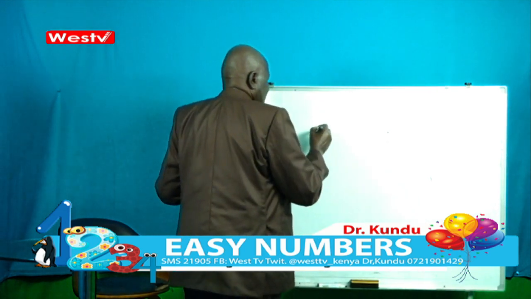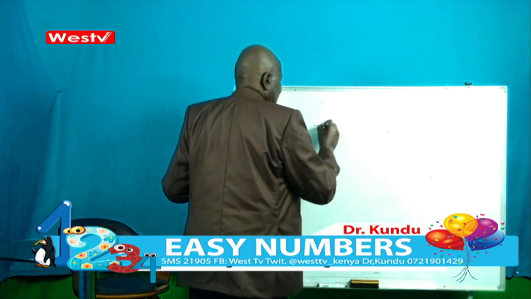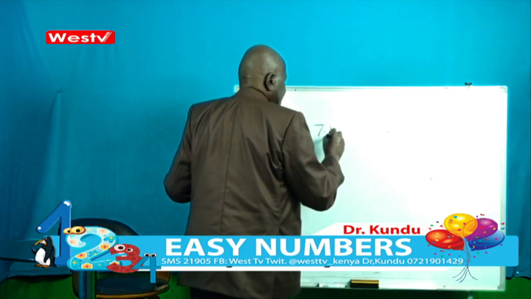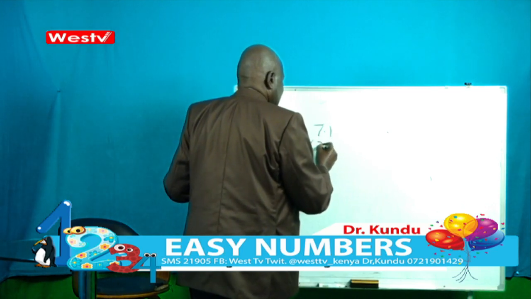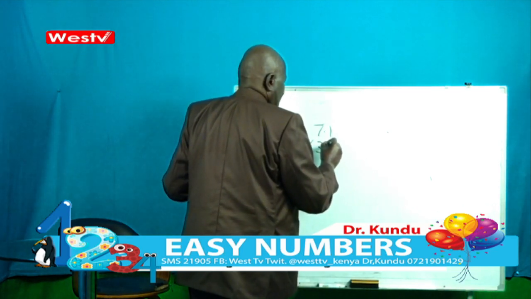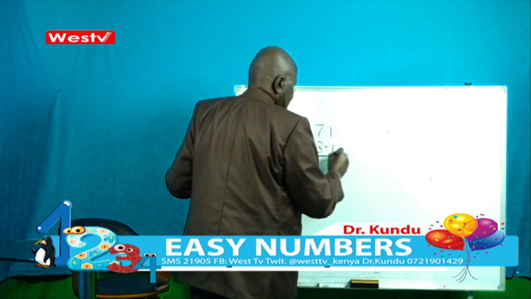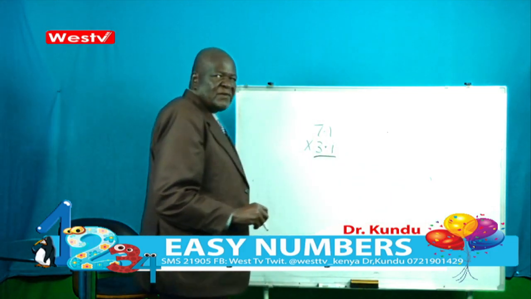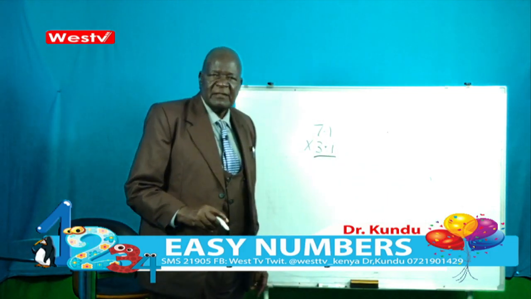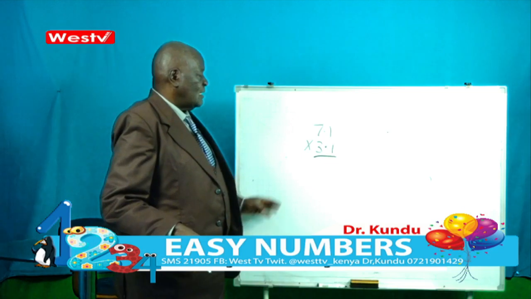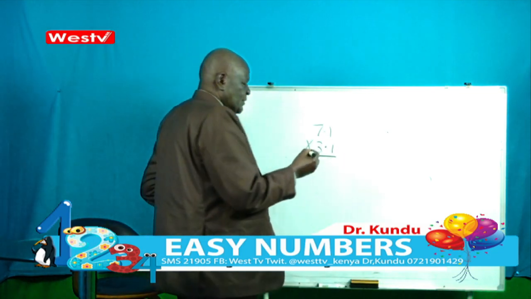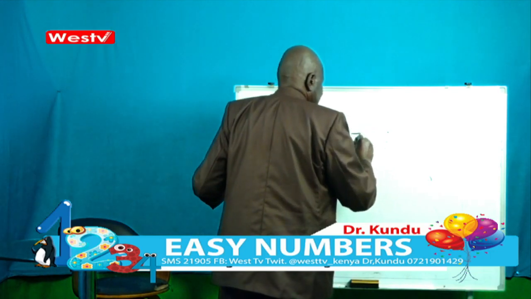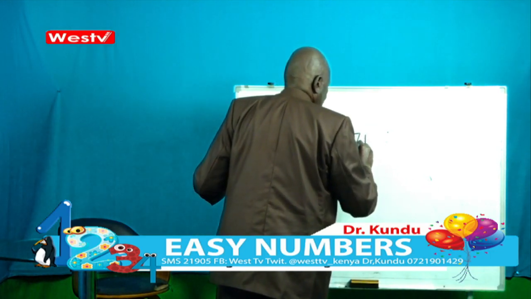So if you have something like 7.1 times 3.1. So 7.1 times 3.1. Ignore the decimals and have just your problem as 71 by 31.